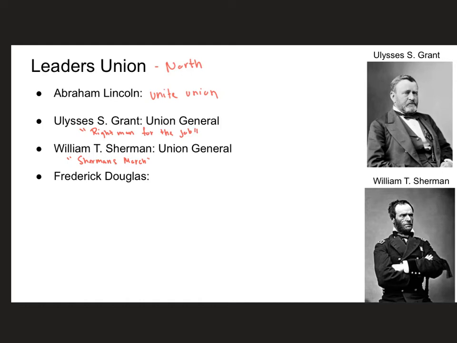We also have Frederick Douglass, who was a former enslaved person. And he was so essential because he really helped Northerners. He was a phenomenal writer. So he helped Northerners understand how unjust slavery was.